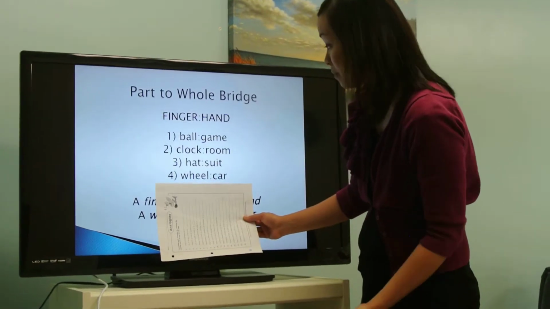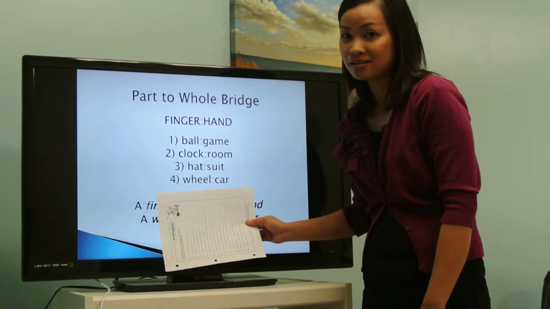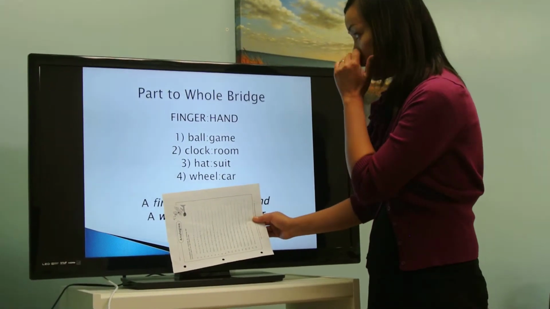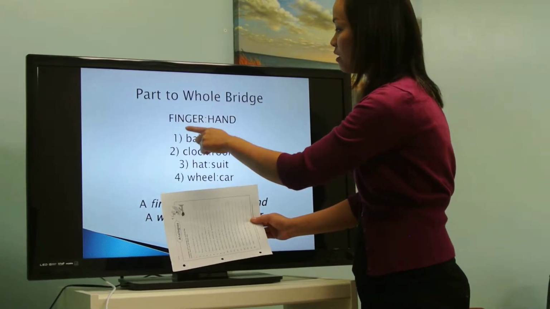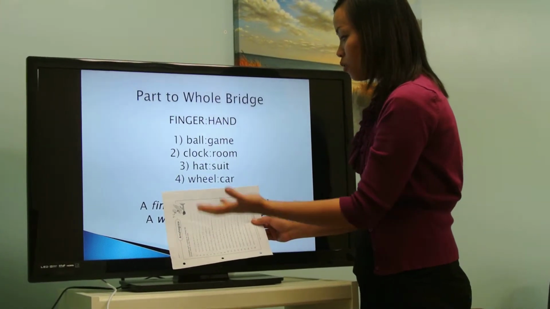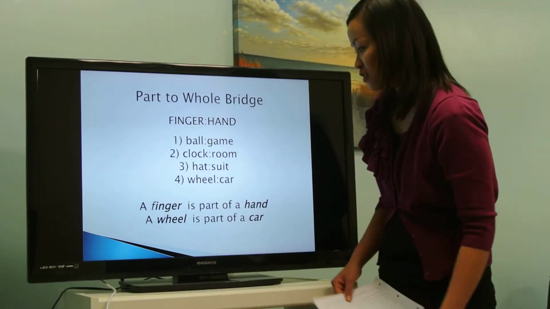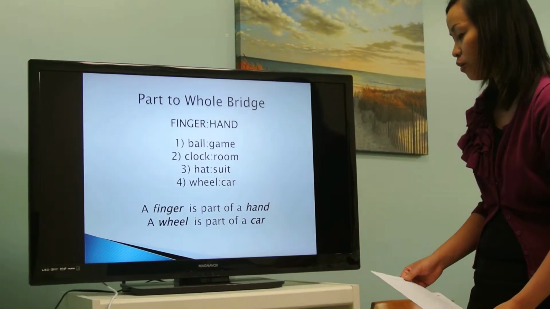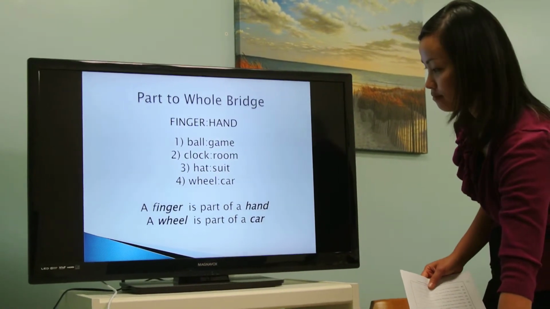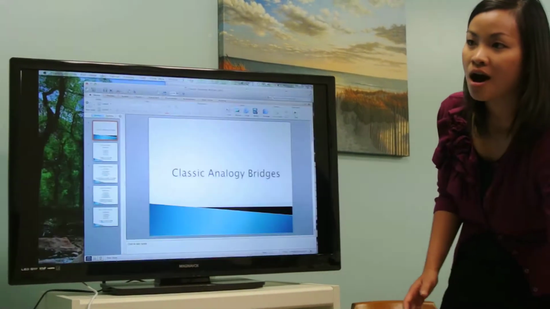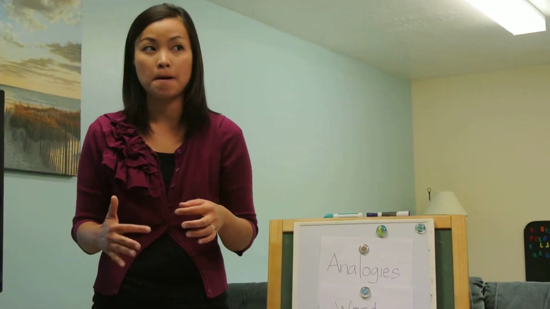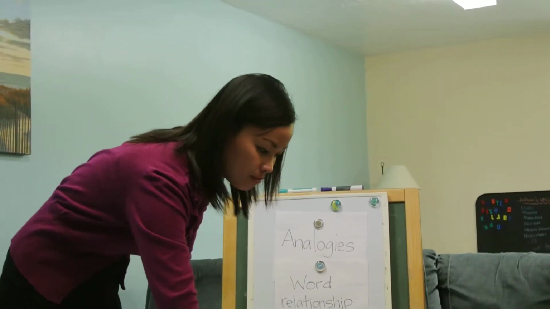I pick wheel is to car. Some of the answer options can be debatable, but let's look at it specifically. A finger is part of a hand. So what is part of something bigger? A wheel is part of a car. So a finger is part of a hand and a wheel is part of a car. Some other options are my nose is part of my face, and many other examples that you can have.